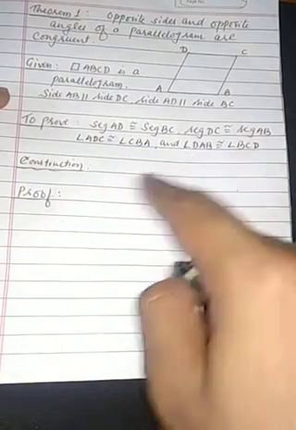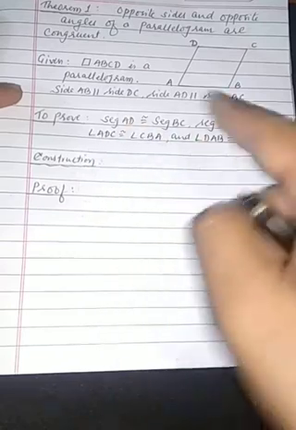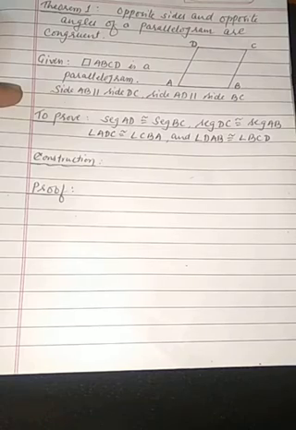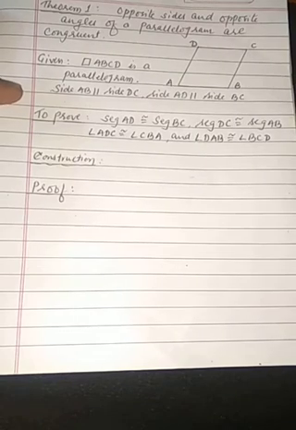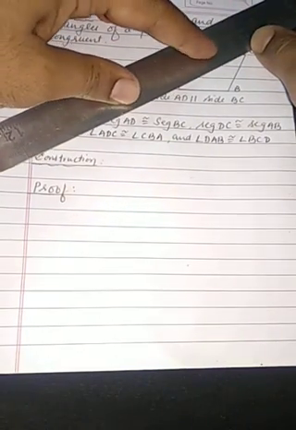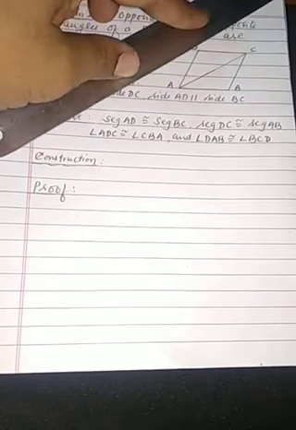Now next is construction. What are we going to introduce here? We are going to introduce a diagonal. You know that a diagonal divides the parallelogram into two triangles. So I will just join any one of the diagonals. I am joining AC here. You can join BD also. Any one you can draw. So it will be divided into two triangles.